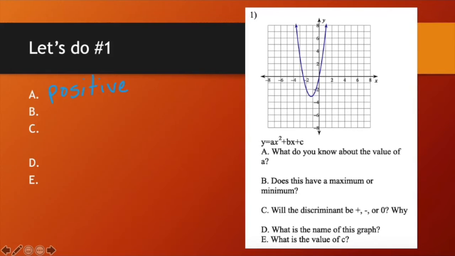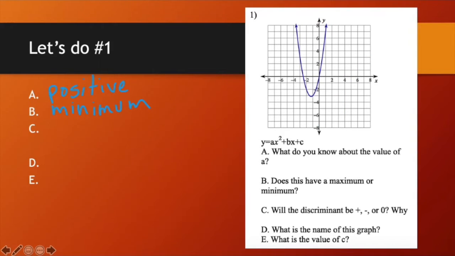Letter B says, does this have a maximum or a minimum? Well, this thing goes up forever and ever, and so it doesn't have a maximum at all. It keeps going on forever, but it does have a lower point right here, and it's called the minimum or the vertex, and the vertex is a minimum. If it would have been frowning, it would have had a maximum right there.